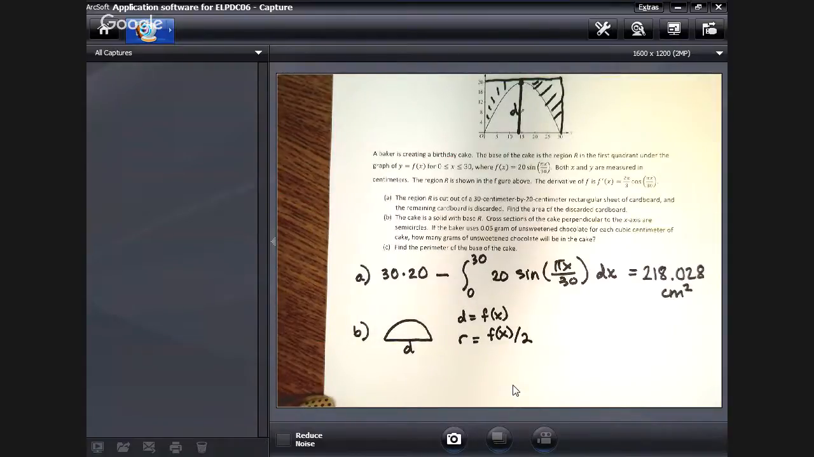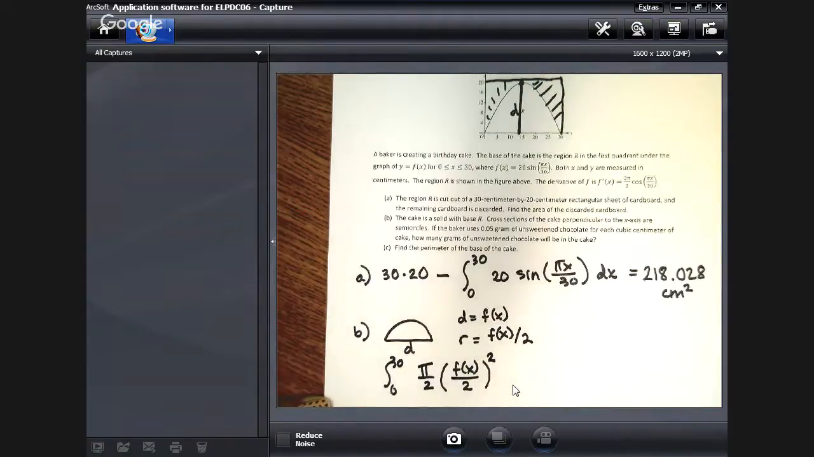So the volume of this cake is going to be the definite integral from 0 to 30 of the area of the cross section, which will be 1/2 pi r squared, yes? And dx for the thickness.